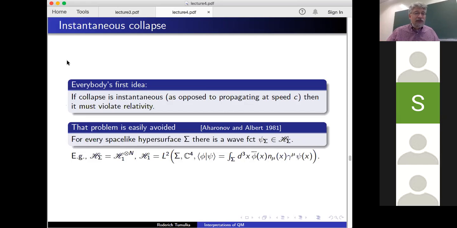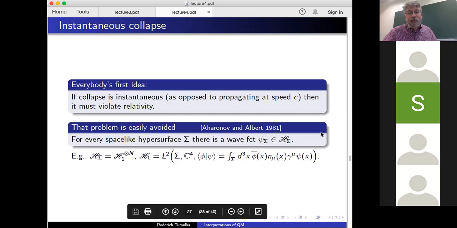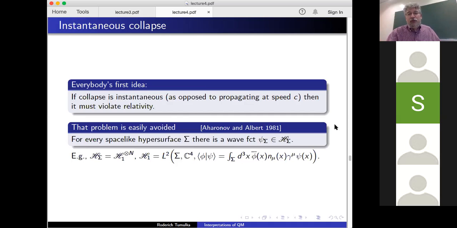You simply associate with every space-like hypersurface sigma a wave function psi sigma. So you have a Hilbert space H sigma that's associated with that surface. For example, it could be n-particle Dirac wave functions on that surface. So this would be the one-particle Hilbert space. This would be the n-particle Hilbert space associated with surface sigma. Okay, then on every surface you have a certain wave function.